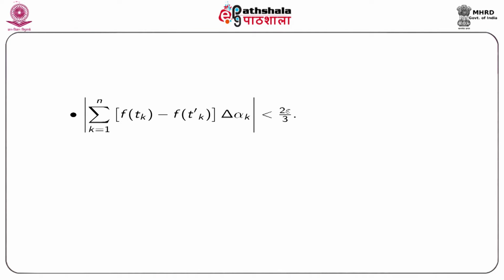So, if we choose any two points t k and t k dash from closed interval x k minus 1, x k for k equal to 1 to n, we have mod sigma k equal to 1 to n f t k delta alpha k minus capital A less than epsilon by 3, and this is also true when we replace t k by t k dash. Consequently, observe that mod sigma k equal to 1 to n f t k minus f t k dash into delta alpha k, this is less than 2 epsilon by 3.